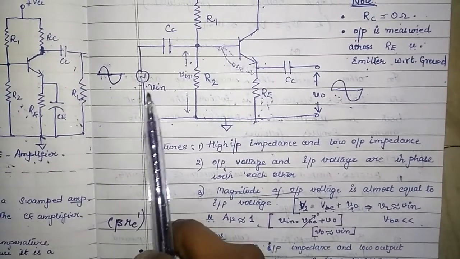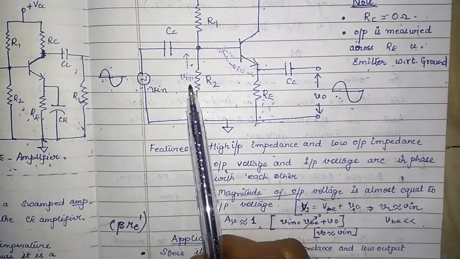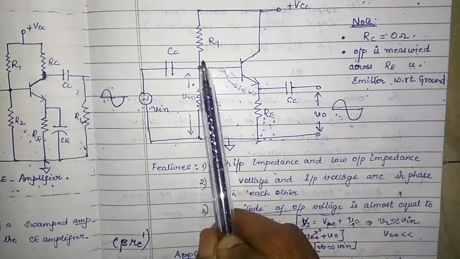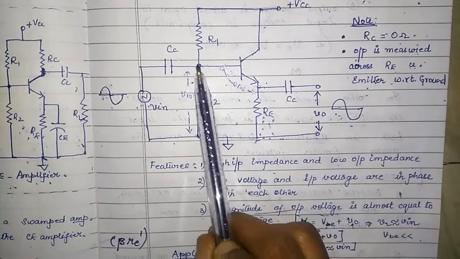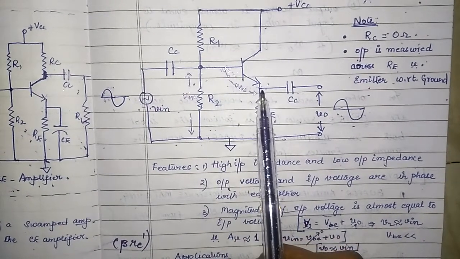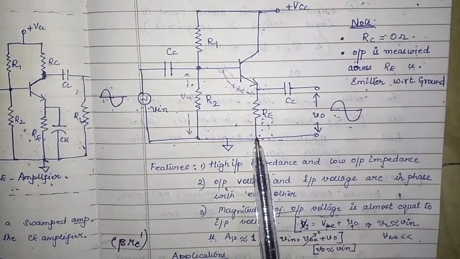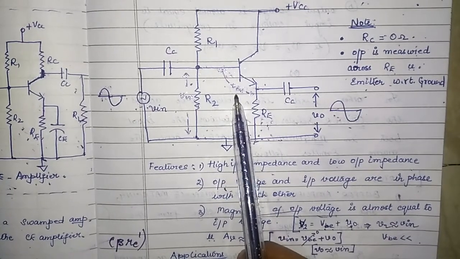So see, students, you have Vin here. So I can understand that the same Vin drops across R2. So this voltage is getting divided between VBE and V0. Okay. So you know what is VBE, isn't it?